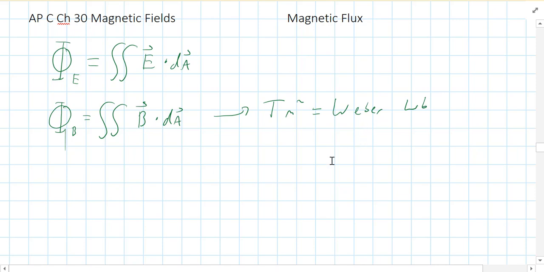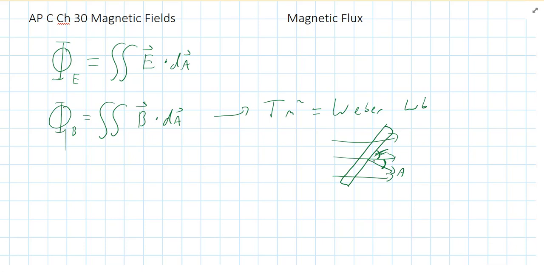Now, I won't do a really simple example like here's an area, here's a B. We've done a lot of that with electric flux, so it's the same idea. You do have to worry about if there's an angle. If your magnetic field points this way and your area is like this, you have to worry about the angle between the area vector and the magnetic field. But I will do an example that involves a little integration.